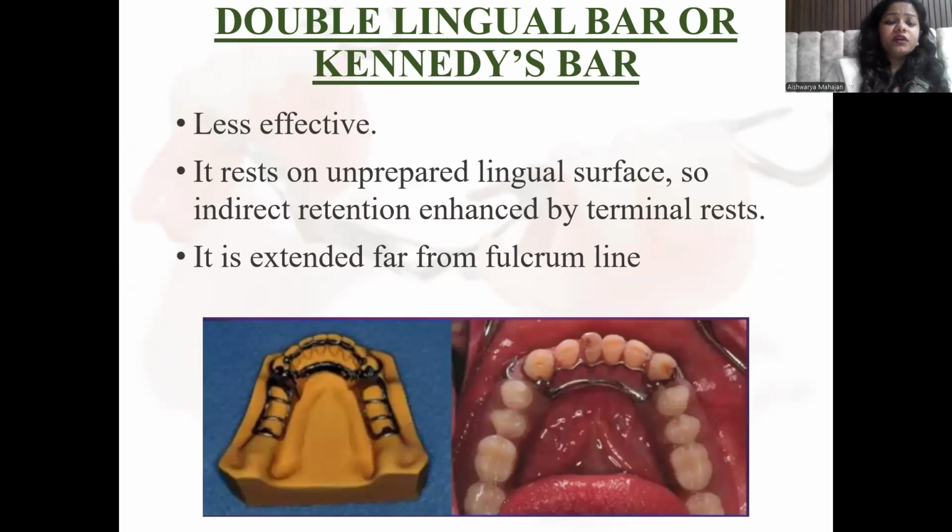Double lingual bar or Kennedy's bar can also be used as indirect retainers. These are less effective as it rests on an unprepared lingual surface, so indirect retention is enhanced by a terminal rest. It is extended far from the fulcrum line. So this is all about how we can provide indirect retention in a cast partial denture.